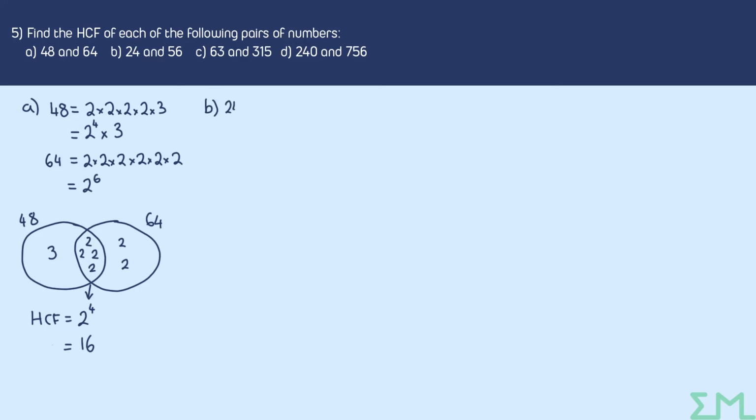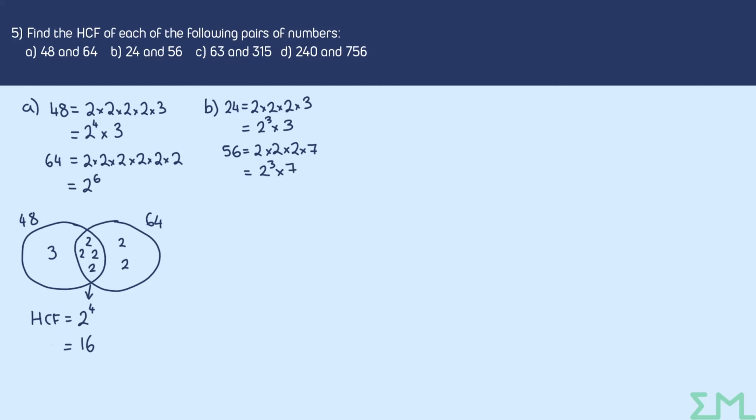Okay, so 24 can be halved to make 12, and halved to make 6, then halved to make 3. So 24 is 2 cubed times 3. 56. This number can be halved to make 28, which can be halved to make 14, which can be halved to make 7. So 56 is 2 cubed times 7.